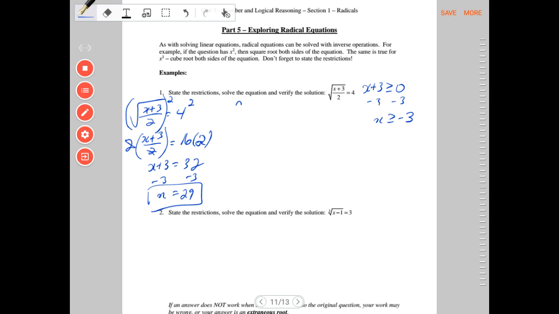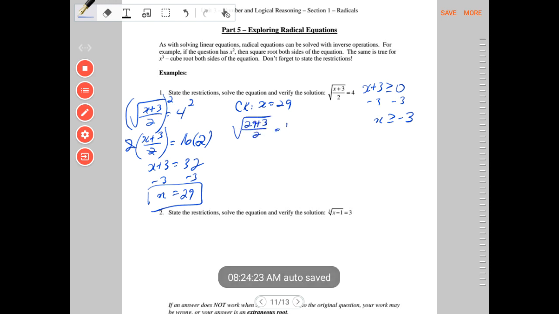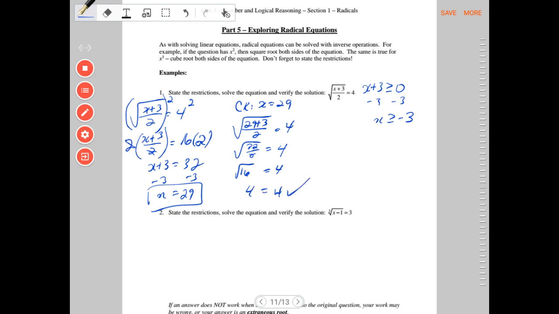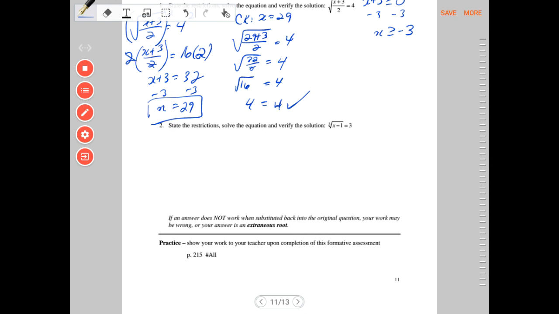Okay, let's do a check. Sub back into the original question: the square root of (29 plus 3) divided by 2 equals 4. 29 plus 3 is 32, so that's the square root of 32 over 2. 32 divided by 2 is 16, so the square root of 16 equals 4, and we know that, of course, to be true, so we did that one right. Good job, us.